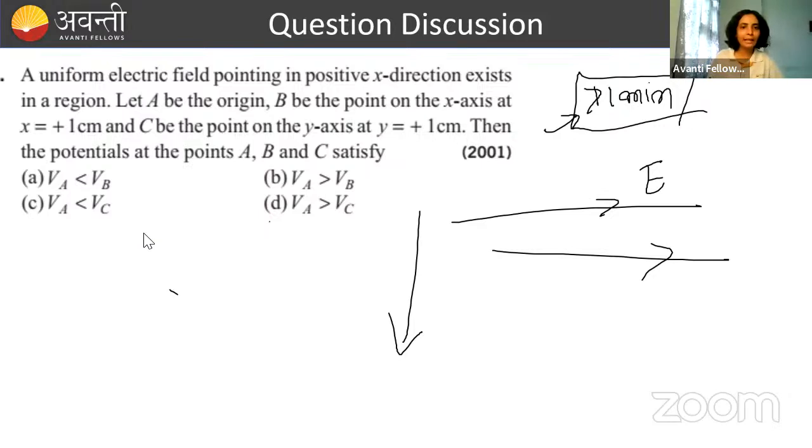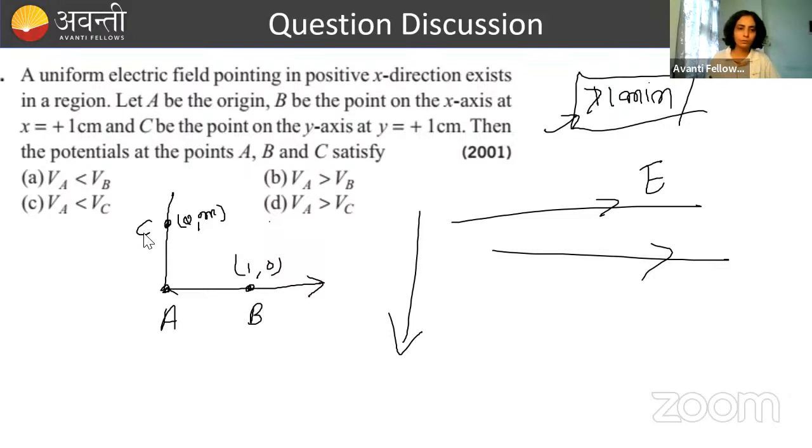So I said that in the direction of electric field, potential decreases the sharpest. Potential decreases, done. What is in the question here? The electric field is along the positive x axis, then there is a point A on the origin, there is a point B on the x axis and its coordinate is (1, 0), there is a point C on the y axis at a distance of 1 meter. So if you draw the electric field like this, A and C are at the same distance in terms of electric field, right?